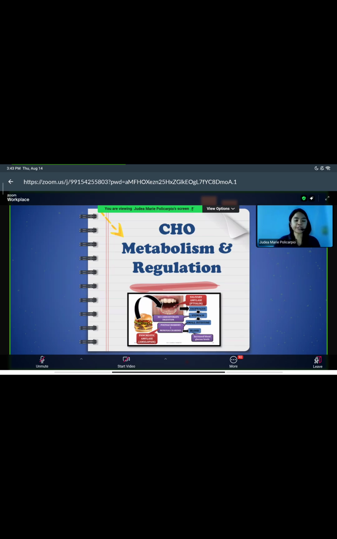So this time we'll try to talk about the carbohydrate regulation, carbohydrate metabolism. So what's happening to the food that we eat? Paano ba siya maintain ng katawan natin? Paano ba siya ginagamit ng katawan as a source of energy? Okay, so dito pag-usapan natin.